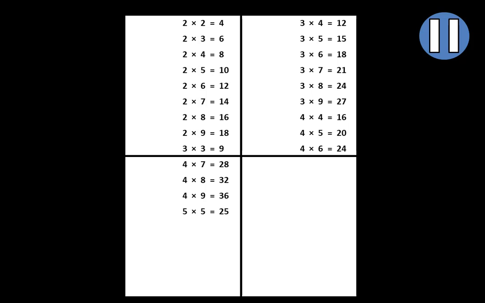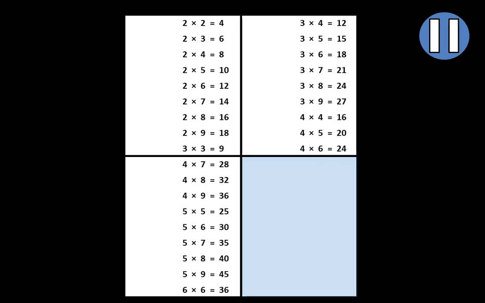5 times 5 is equal to 25. 5 times 6 is equal to 30. 5 times 7 is equal to 35. 5 times 8 is equal to 40. 5 times 9 is equal to 45. 6 times 6 is equal to 36.